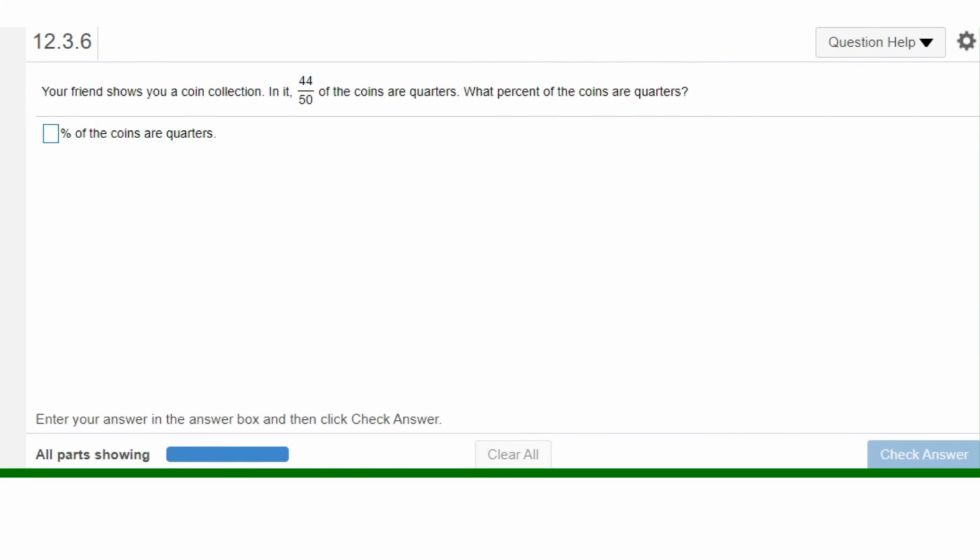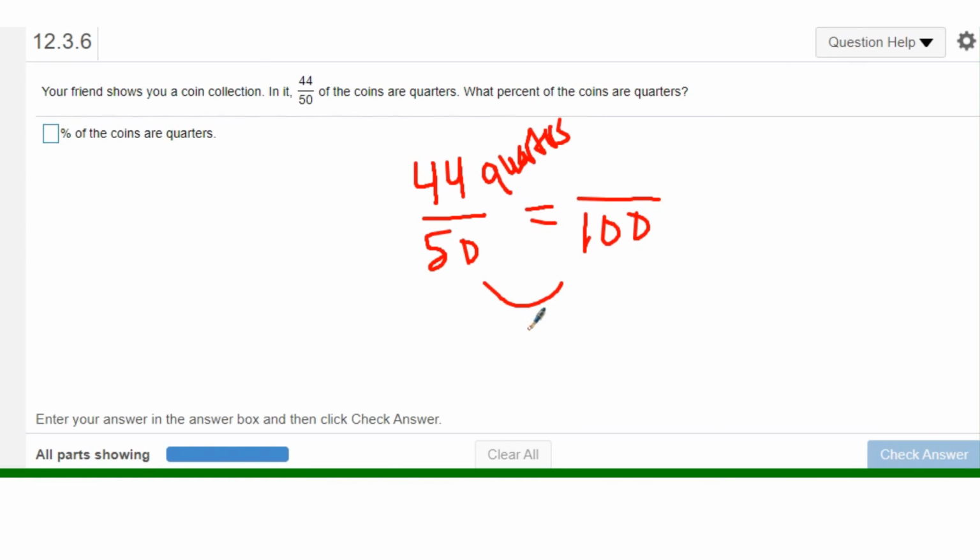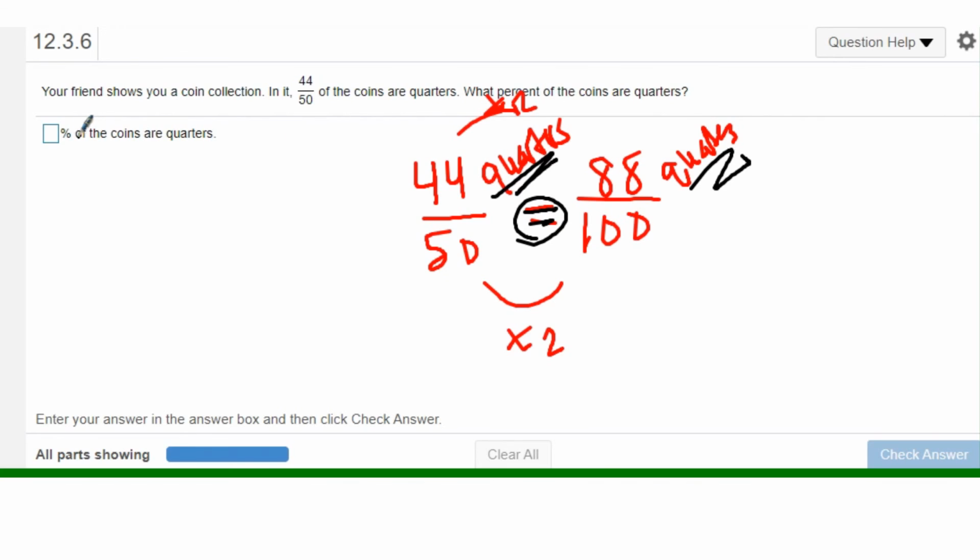Now this is just an equivalent fraction. It says 44 over 50. Now this represents the coins that are quarters. So I put my equal sign and it says what percent. So I need to figure out what is my numerator. I've multiplied by 2, multiplied by 2. This 88% is represented by quarters because the 44 was quarters and it can only be equivalent to quarters. So since this question is asking for the percent of coins that are quarters, it's going to be 88%.